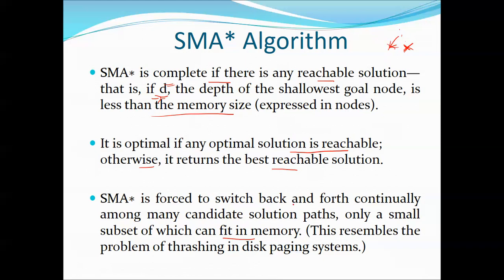This is called thrashing. It follows a path, but when the memory is full, it removes that and follows some other path. This is similar to an operating system issue which is called thrashing. We'll be discussing thrashing in operating systems. Basically, thrashing means, assume the memory is full. When memory is full, the operating system will try to swap.